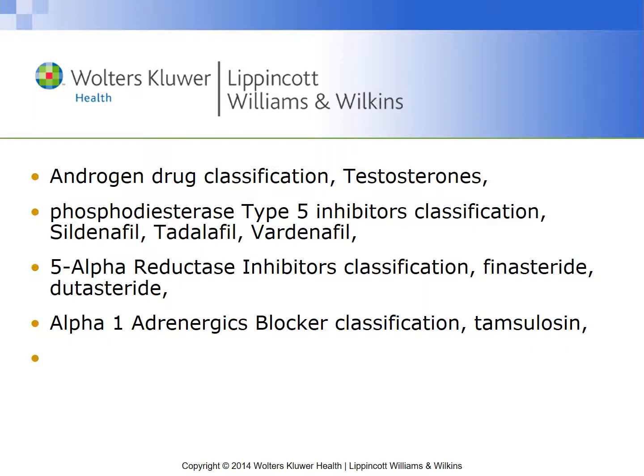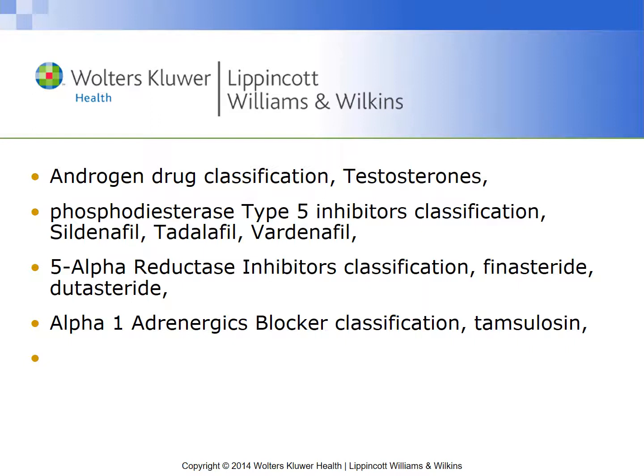So we're looking at, these are your exemplars, and we're looking at the androgen drug classifications, basically the testosterones, the phosphodiesterase type 5 inhibitor classifications. And if you notice all of those, sildenafil, tadalafil, vardenafil, notice all of those have that fil at the end of them, FIL, so that's a good way to try to remember that. And we'll talk a minute about those specific types of meds.